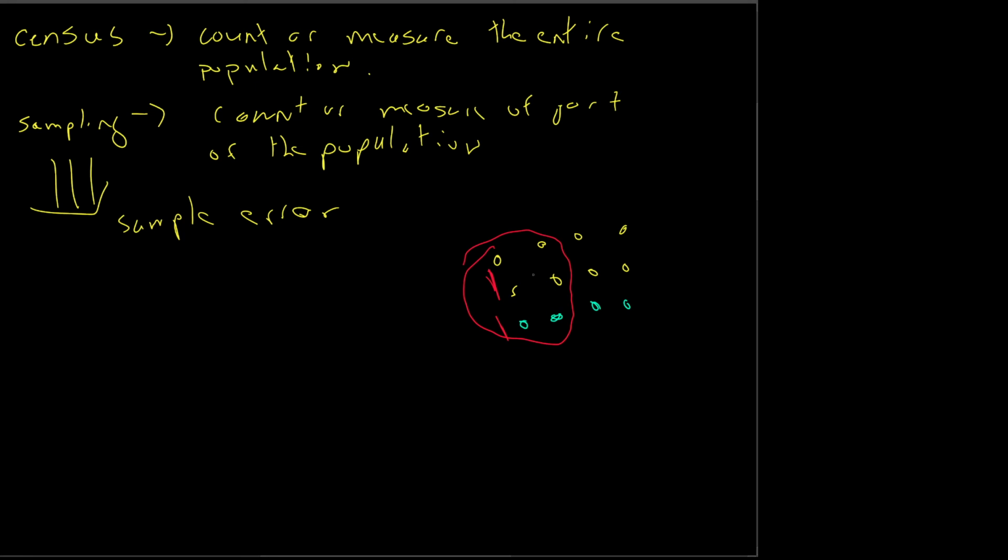But if I grab these 6, I don't see any of the blue dots. And so I could make a statement going, well, it looks like 100% of them are yellow. And so that's really what sampling error is: when you don't grab the whole population, there is a chance that you don't get a good picture of the whole thing. And we're going to learn the language where we can talk about how we measure sampling error and how we report it.